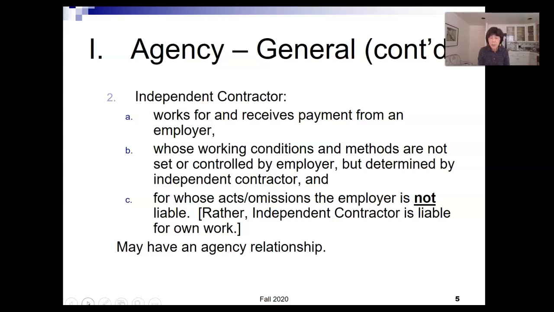Right? It's possible that there can be an agency relationship, but there's not necessarily an agency relationship. They could actually still have this working relationship without an agency. Right? It's up to the facts. The facts will help us determine whether there will be any agency relationship.